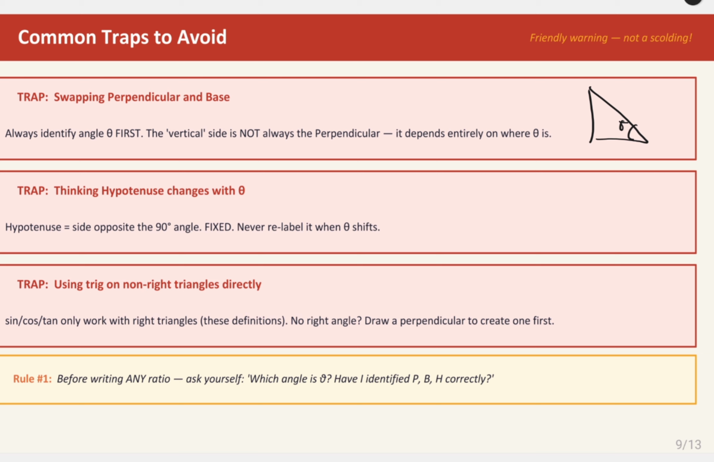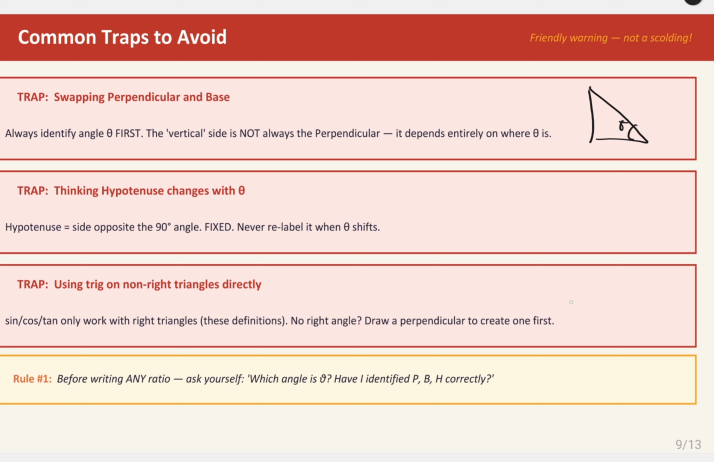Okay. Trap 2 is thinking the hypotenuse changes with theta. The hypotenuse is always the side opposite to the 90 degree angle. It never changes regardless of which acute angle you call theta. Students sometimes relabel it after shifting theta. That's wrong. Hypotenuse remains the same. It is opposite to the 90-degree angle only. Just remember this: the side which is opposite to the 90-degree angle is known as the hypotenuse.